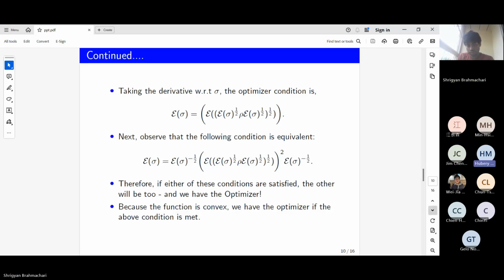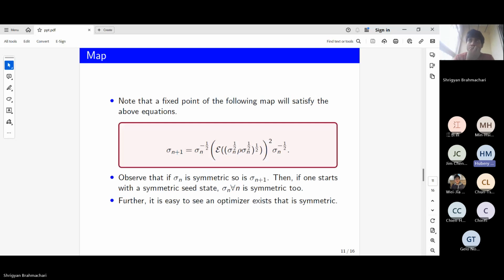So is there any requirement that this sigma must be normalized, because you said you relax the normalization condition, right?